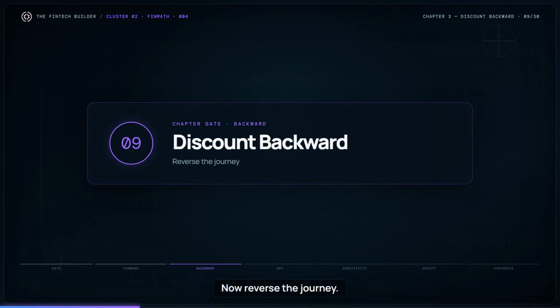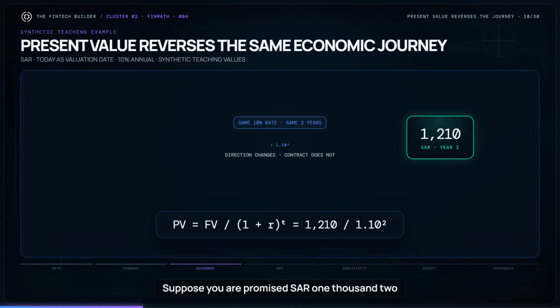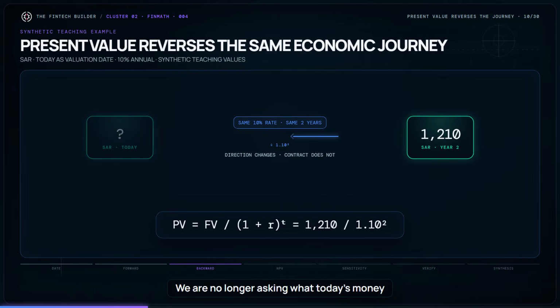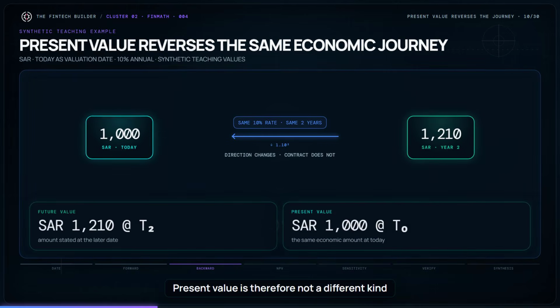Now reverse the journey. Start with future money and translate it back to today. Suppose you are promised SAR 1210 after 2 years. We are no longer asking what today's money becomes. We are asking what amount today would grow into that future payment under the same 10% annual rate. The timeline, rate, and horizon remain unchanged. Only the direction reverses. Present value is therefore not a different kind of money.